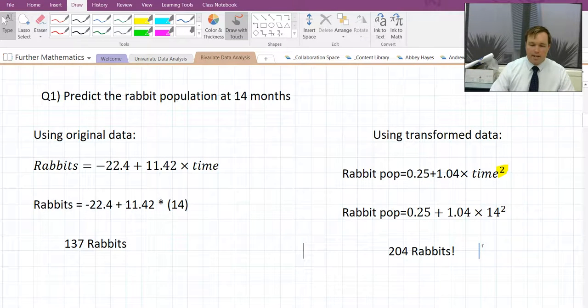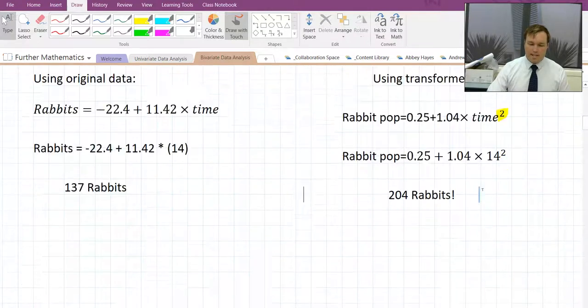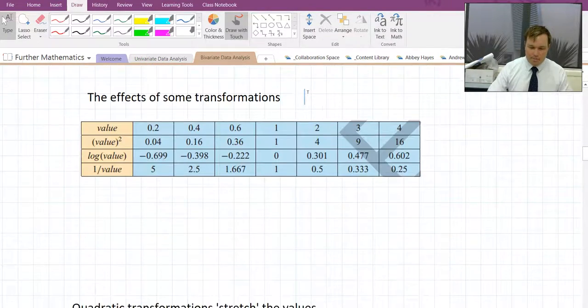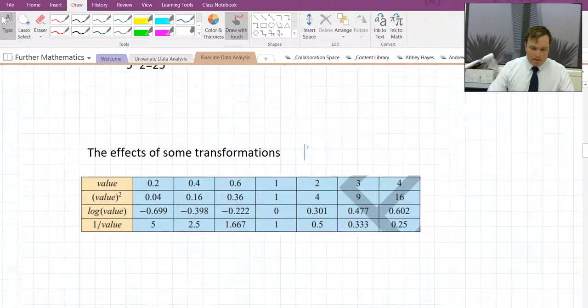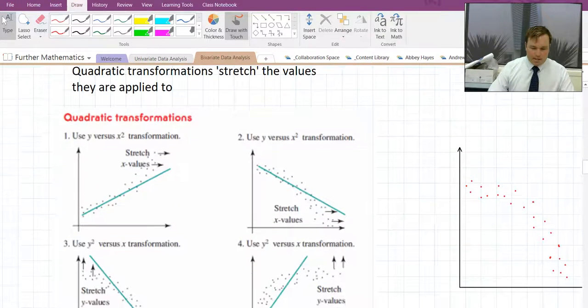Alright, now, is squaring the x term the only way to linearize data? No, there's not. There's lots of them. In fact, in every circumstance, there'll be more than one option. So let's look at some other transformations. I might come back to that in a sec.